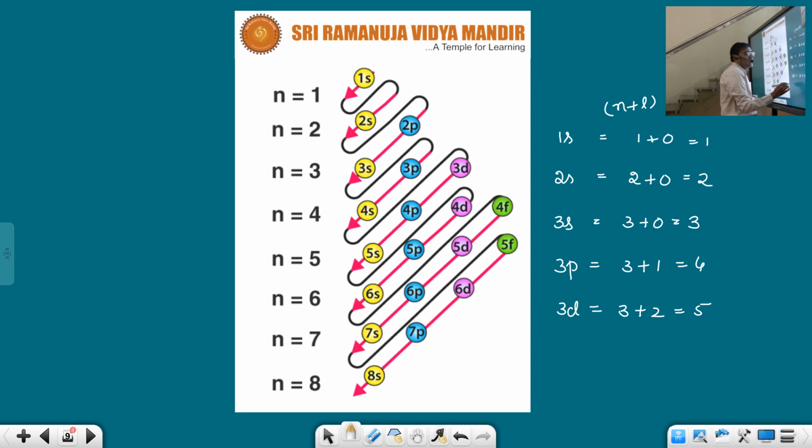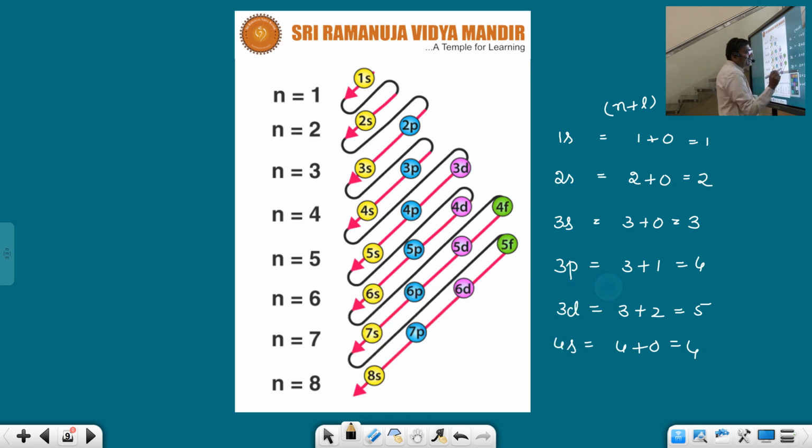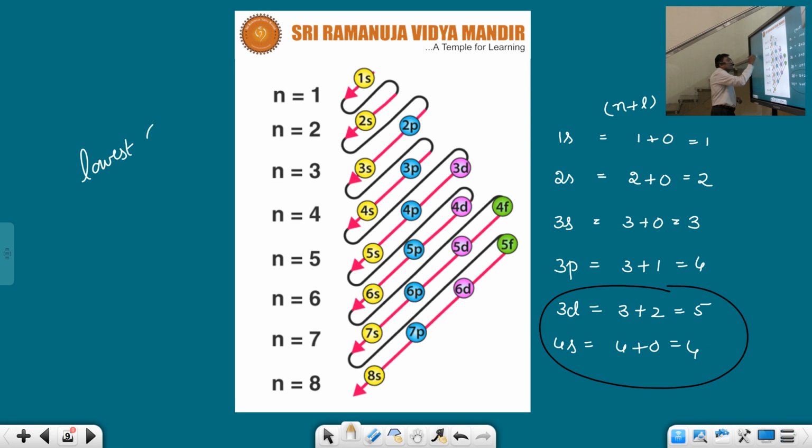Next, try to understand, students. 4s orbital, 4 plus 0, that is equal to 4. Now you understood clearly there is an exception here. Between 4s and 3d, which is having the lowest n plus L value? The n plus L value of 4s is less than 3d. So 4s gets the preference.